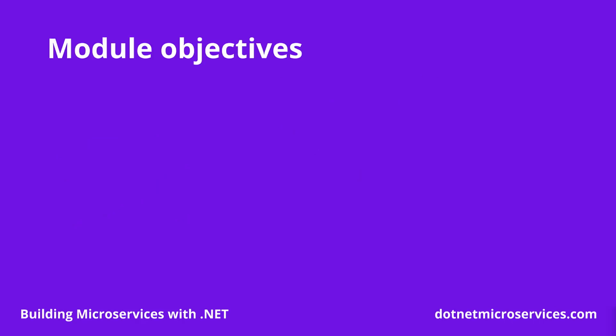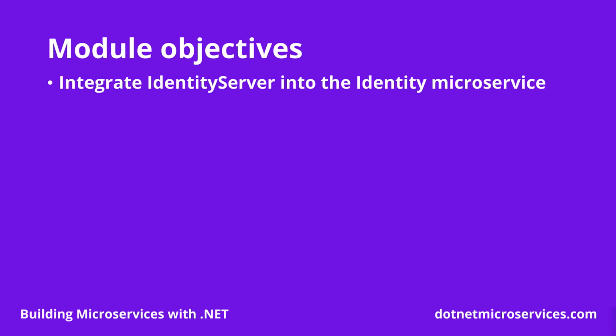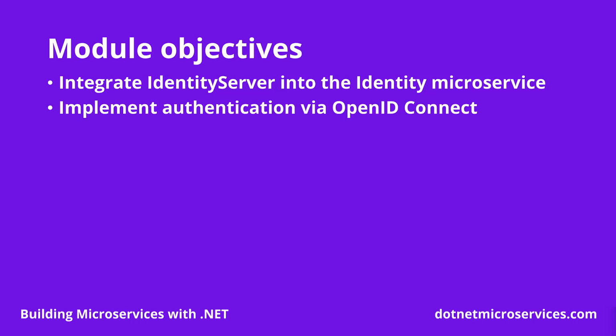By the end of this module, you will have a solid understanding of the following: how to integrate Identity Server into our Identity microservice, effectively turning it into an authorization server and an OpenID provider. How to implement microservices authentication via OpenID Connect.